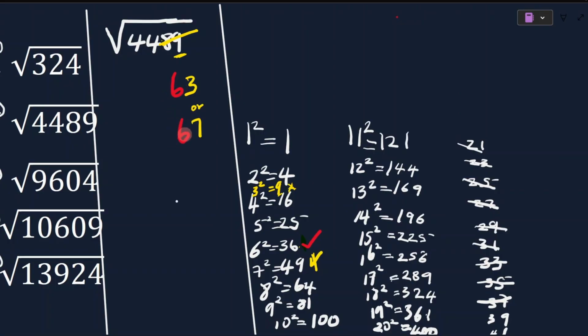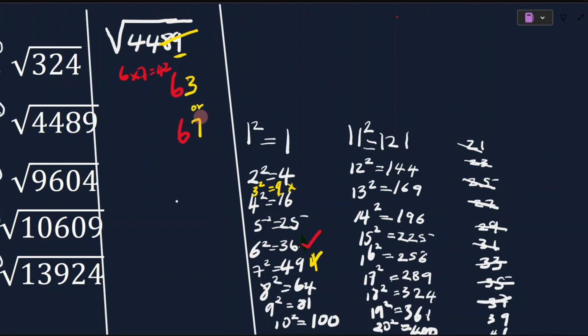So how do we know whether it is 63 or 67? Remember, after 6 we have 7. 6 multiplied by 7 will give us 42. The next thing to do is to compare 42 and 44. If you notice, 44 is larger than 42. That means we are going to take the larger number here. Assuming this 42 were larger than 44, we would take the smaller number.